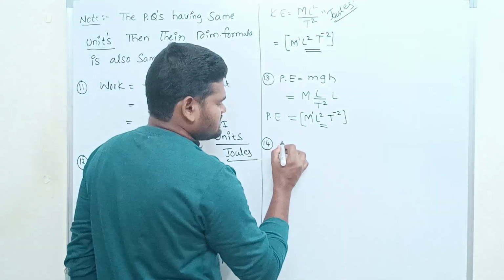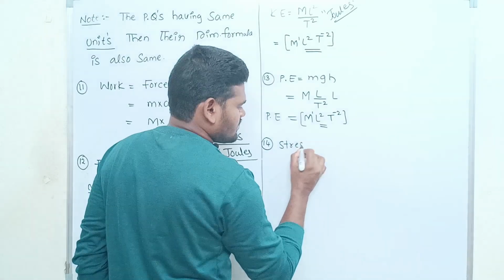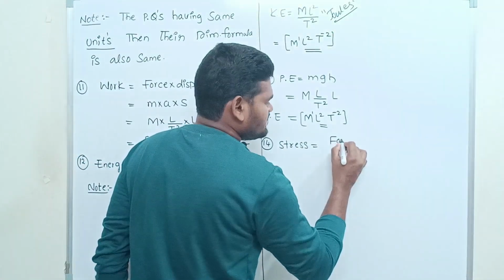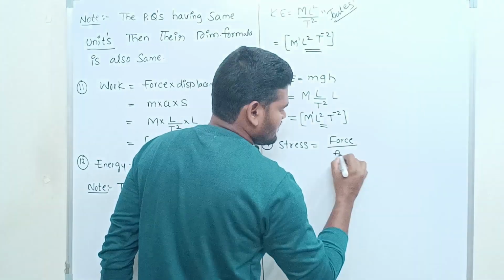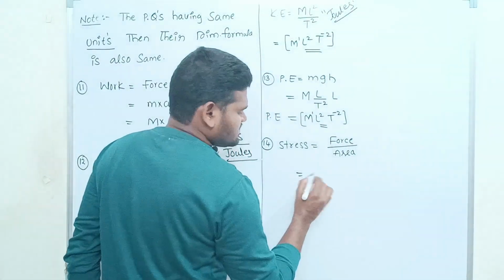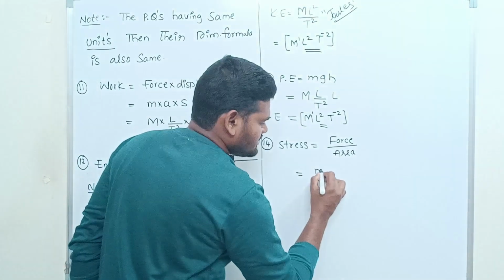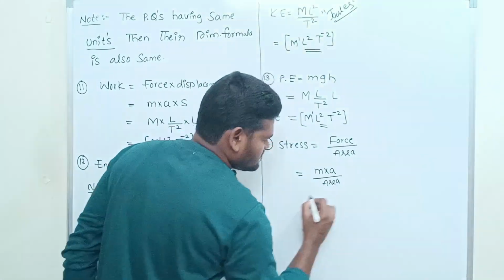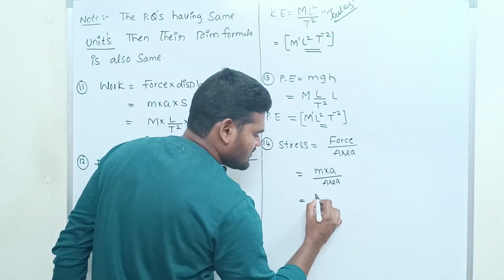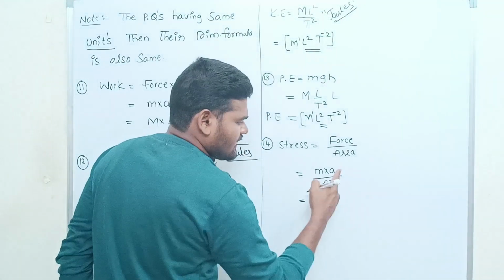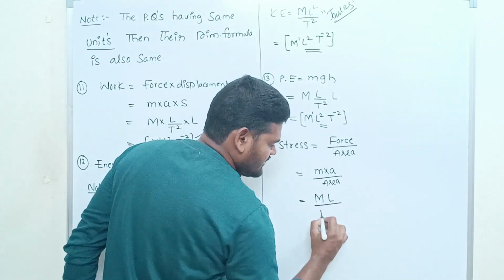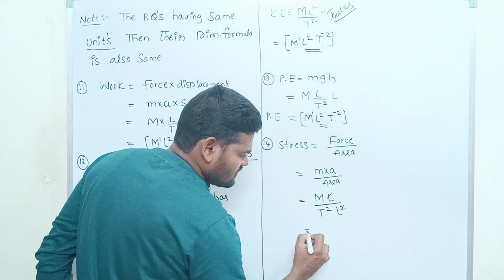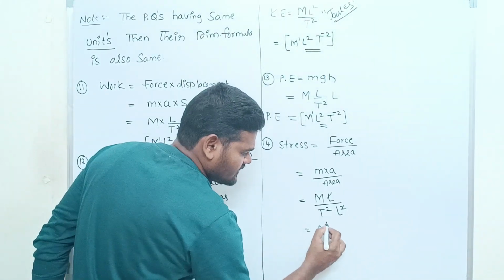The 14th one is stress. Stress is nothing but what? Force acting per unit area. Force by area. What is force? Mass into acceleration divided by area. So mass, dimensional symbol, capital M. Acceleration, L by t square. Area, L square. So L gets cancelled out. Finally we got M power 1.